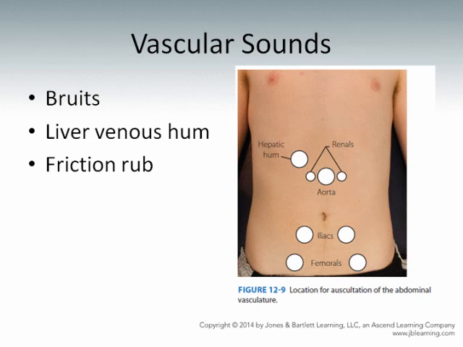And then the friction rub. If you feel a thrill, remember you always feel a thrill and you listen for a bruit. So if there's a thrill present, usually a friction rub will be heard. A hepatic friction rub sounds close to the sound when you rub your two fingers together near the ear and you ask the person if they can hear it. That's usually what it'll sound like.